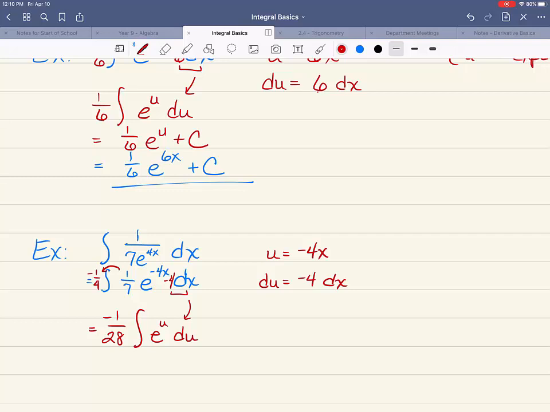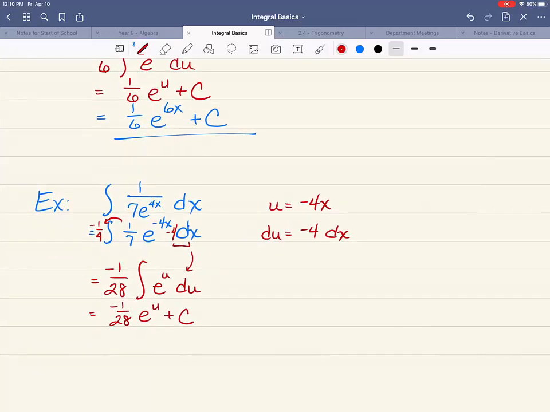So now we take the integral of this, which will be, copy and paste, negative 1 over 28 e to the u plus c, and then we change it back to x's. Negative 1 over 28 e to the negative 4x plus c. Be careful that you do not skip this step right here.